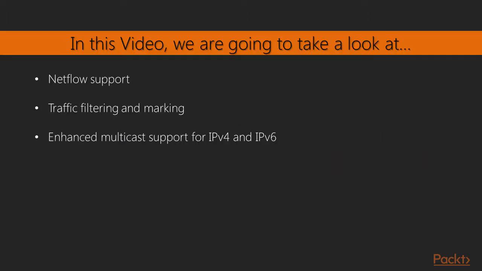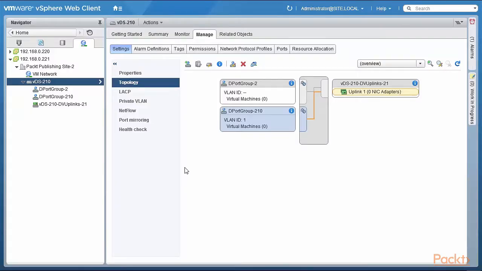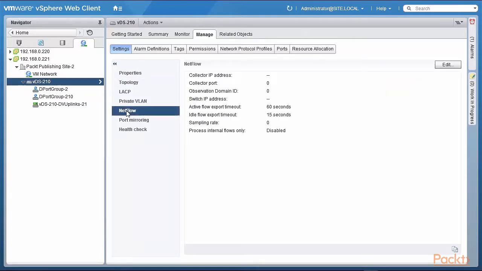The three features that we're going to look at in this video are NetFlow support, traffic filtering and marking, and the enhanced multicast support for IPv4 and IPv6, which is now available. So I have now created a very basic VDS, vSphere distributed switch. It's called VDS 210. I'm in the vSphere web client. And as you can see, when I click on this, one of the options that comes up is NetFlow, which I will now click on.